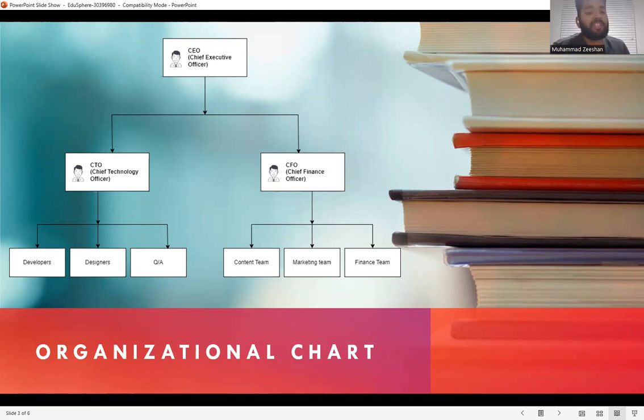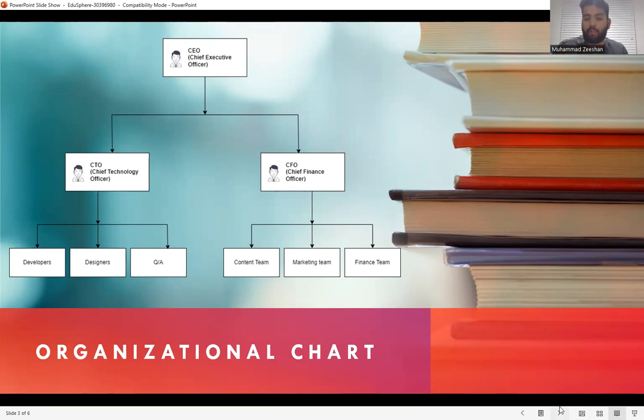The CEO will be in charge of the company's general administration. The CTO will be responsible for the technical aspects of the VR platform, and under him there is a team of developers and designers. Then the CFO will be in charge of funding and money management, and under him there is a content team, marketing team, and finance team, which will handle all the financial things. Each of the three company founders will be given an equal ownership.